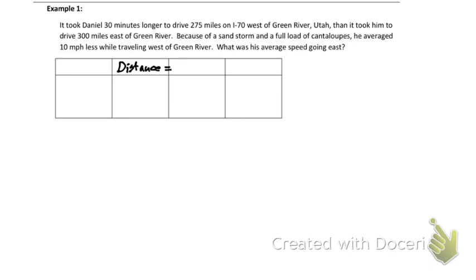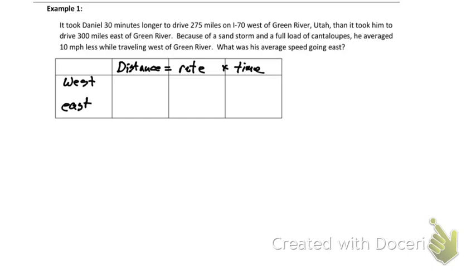So I have distance equals rate times time. All right, we're going two directions. We're going west, and we are going east. It says it took Daniel 30 minutes longer to drive 275 miles on I-70 west, and then later he's driving east. So we're going to have a west direction and an east direction.